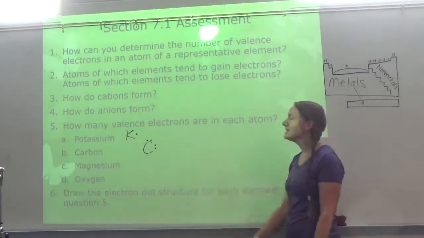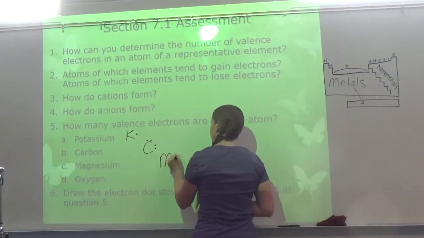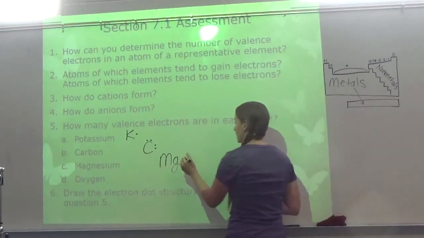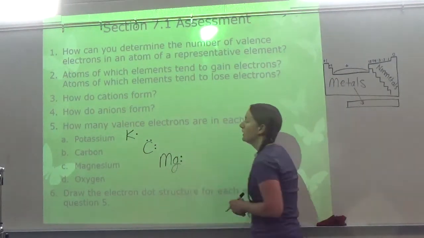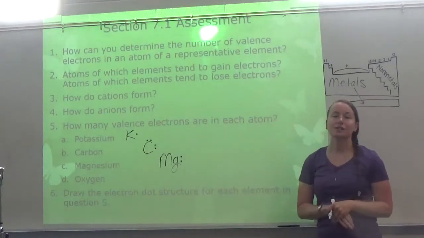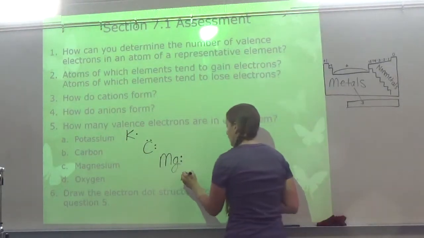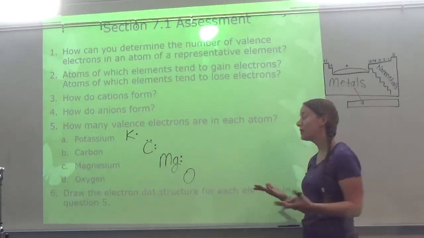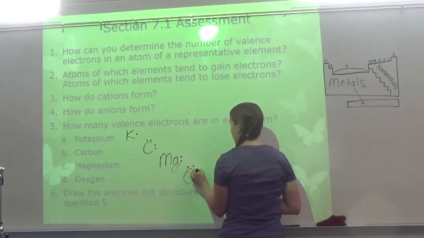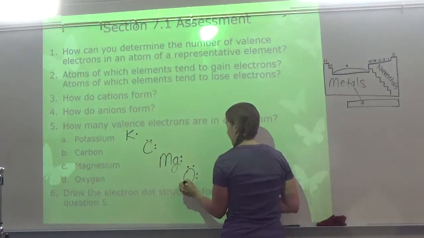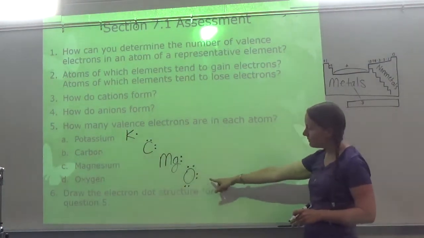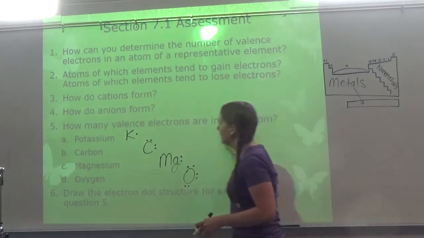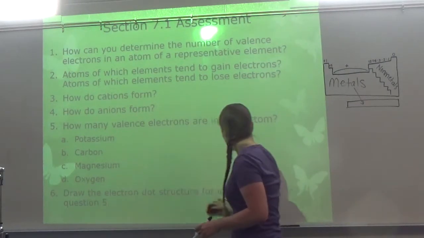All right, so magnesium is Mg. It is in group 2, so it has 2 valence electrons. And then the last one is oxygen, which is O on the periodic table. It is in group 16, so it has 6 valence electrons. All right, so that tells me how many valence electrons, and I did electron dot structure for each. All right, so let's move on to our last couple of questions.